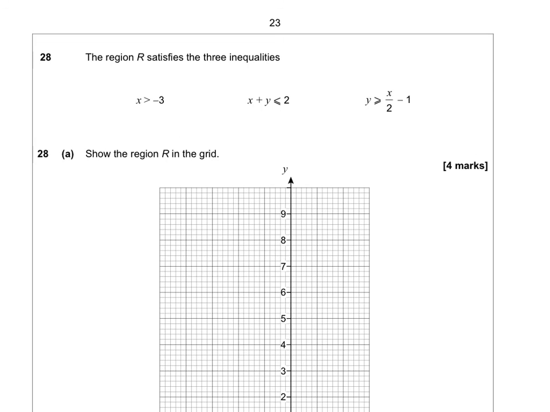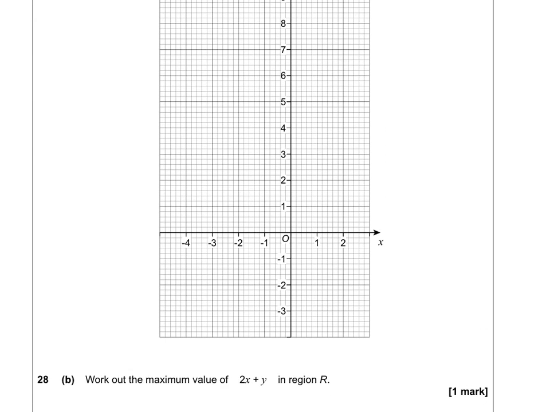Question 28. The region R satisfies the three inequalities. Show the region R in the grid. So firstly, x is greater than minus 3. It's greater than, so this will be a broken line at minus 3, which we're going to draw on here. So you can see here's the line x equals -3 drawn as a broken dotted line.